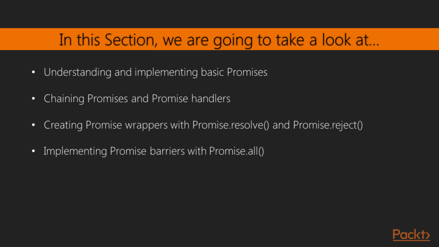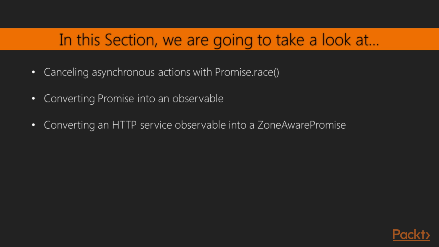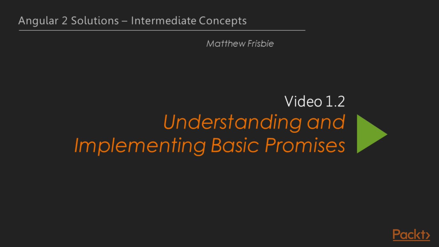In this section, we'll start off by understanding and implementing basic promises, then continue with chaining promises and promise handlers. We will then proceed to create promise wrappers and then implement promise barriers. Further, we will cancel asynchronous actions and convert a promise into an observable, and finally convert an HTTP service observable into a zone-aware promise. Let us now move to the video of the section, Understanding and Implementing Basic Promises.